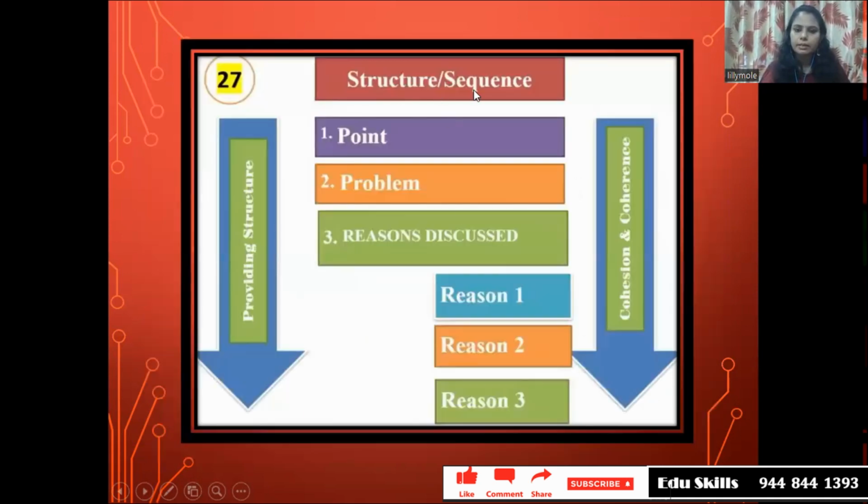The next one is the structure. Part B is about a small extract, and the first one tells the main idea or the point, or maybe the problems, or the reasons discussed. If there are reasons in the options, they will give three reasons. We need to find out which is the correct reason explained in the audio or paragraph.